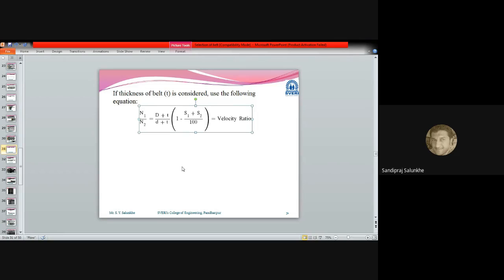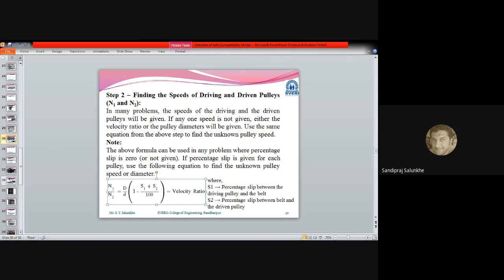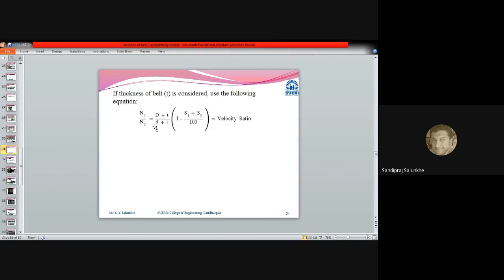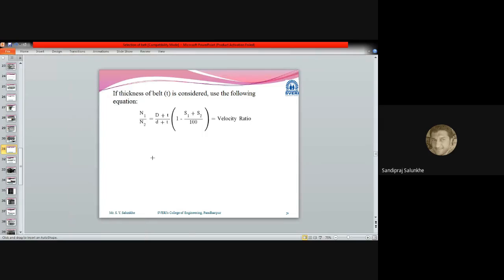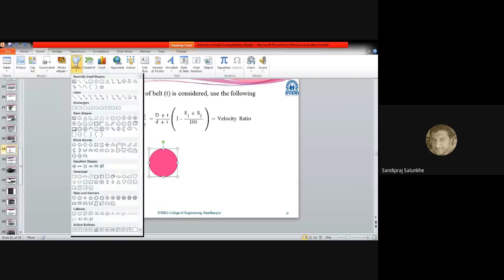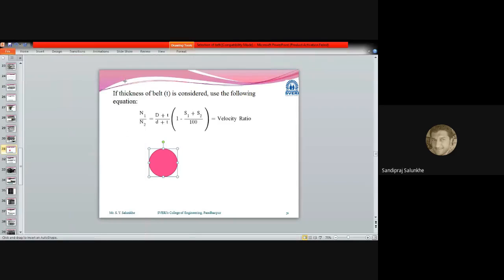The same formula is modified when we take into account the thickness of that belt. So what we are going to do is consider the pulley. Let me draw the diagram here. Suppose this is a pulley, and on it we put the belt.